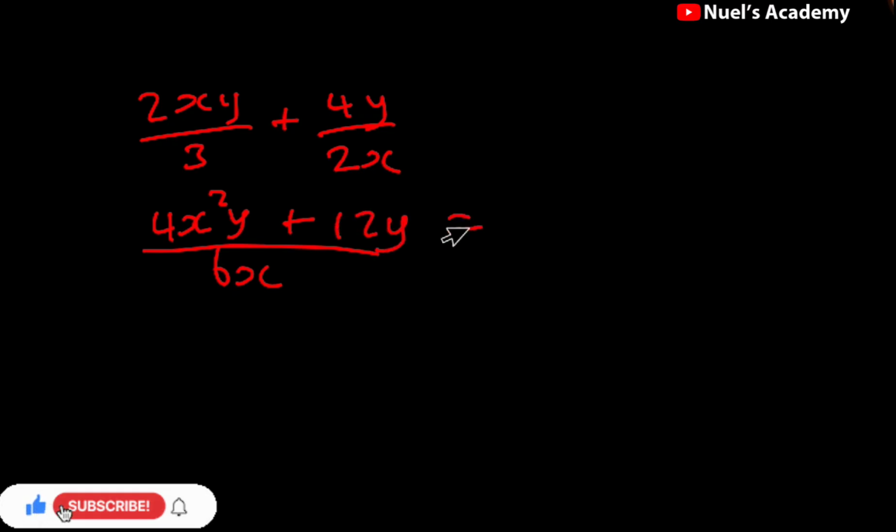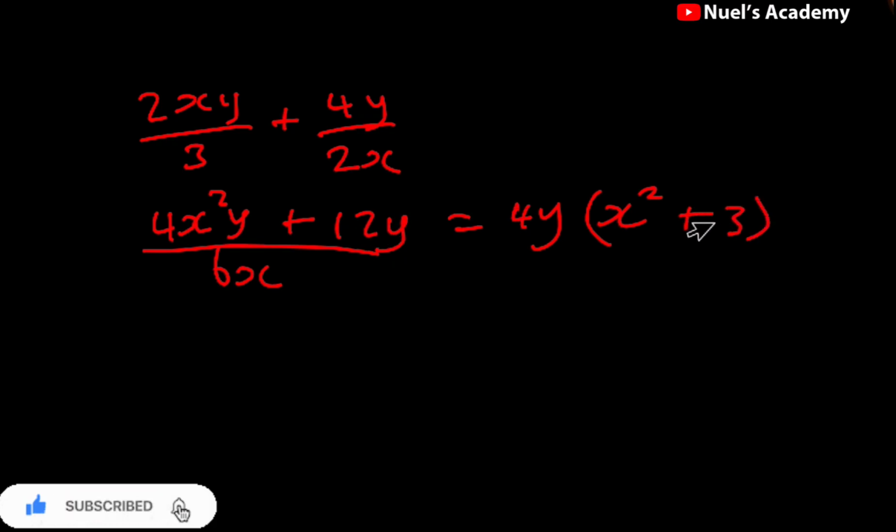So is there anything common between these terms? Yeah, 4y is common here. So let's factor out 4y. 4x squared y divided by 4y. This 4 and this y will cancel. We'll be left with x squared. Then plus 12y divided by 4y. We're left with 3. Then over 6x.